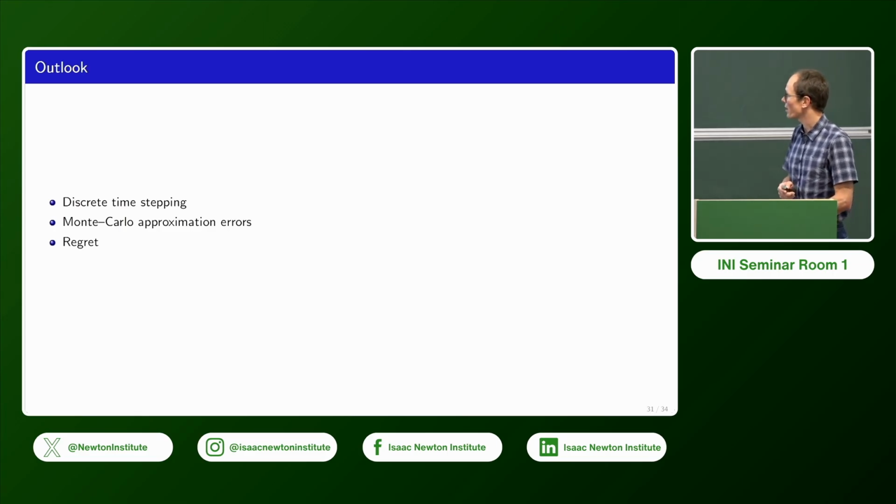Discrete time stepping, Dennis I think pretty much has got a result there. And then thinking about Monte Carlo approximation errors or sample complexity, that's much more work. And then maybe eventually regret analysis, so that you have a complete picture.